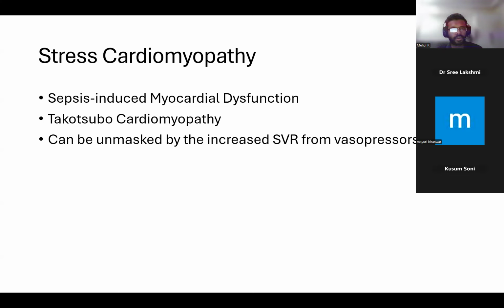So this can also happen, and in those kinds of cases, that is when you can consider adding something like an inotrope like dobutamine or milrinone.